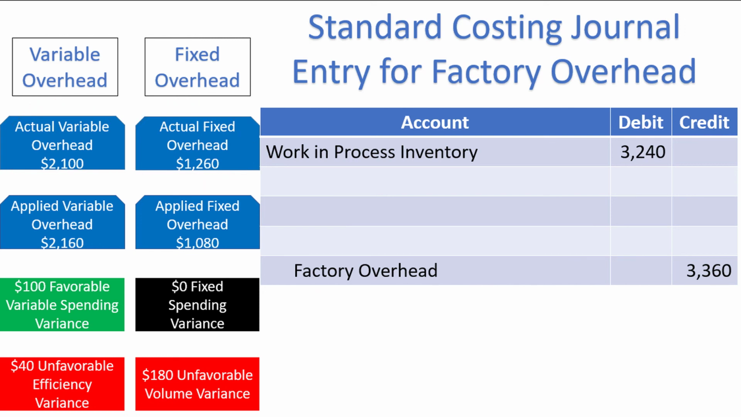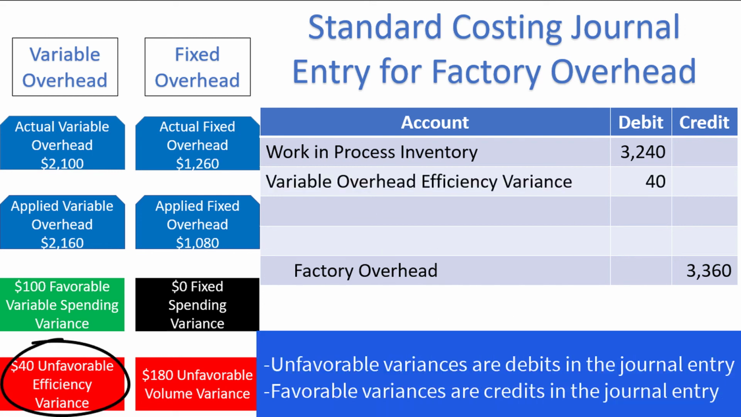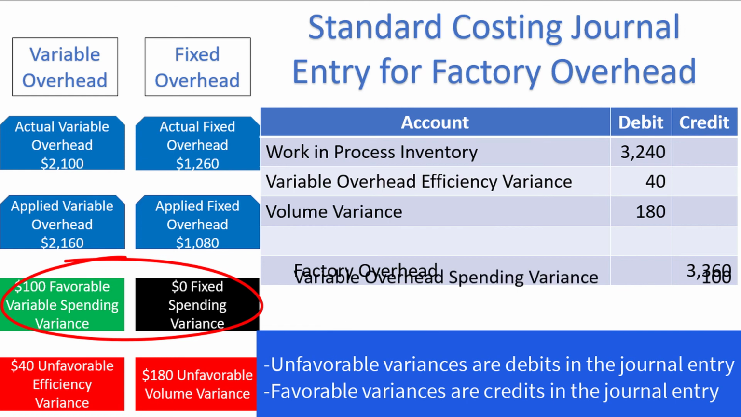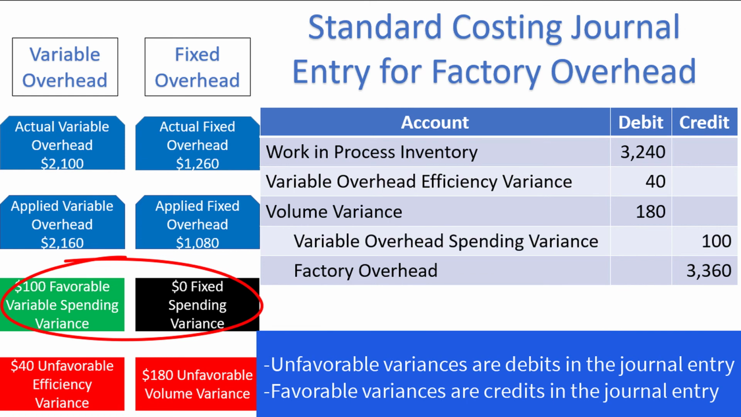Let's start with the variable overhead efficiency variance of $40, which is a debit in the journal entry since it's unfavorable. Then we have the volume variance, which is equal to $180 unfavorable, making it a debit in the journal entry as well. The spending variance is made up of a variable and a fixed component. The variable spending variance becomes a $100 credit in the journal entry since it's favorable. We don't need to include the fixed spending variance in the journal entry since it's $0, but if we did have a fixed spending variance, we would need to include it as a separate line in the journal entry.